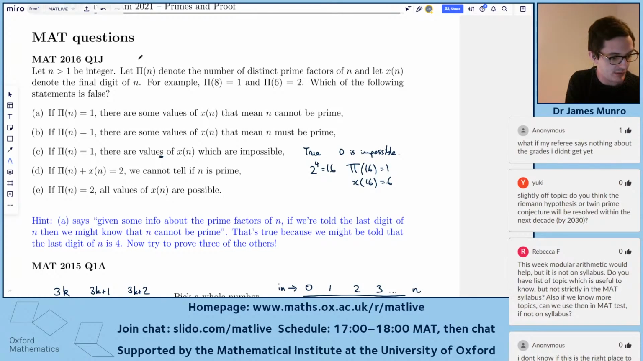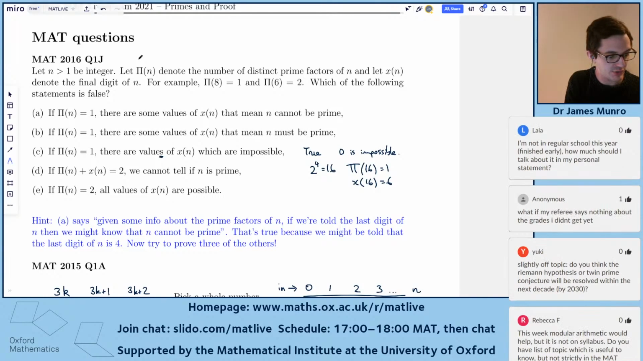I'm not in regular school. Finished early. How much should I talk about that? You will know from your education history on your UCAS form. You can talk about it if you want to, if you think it's relevant. If you're doing lots of independent study, then you could spin that and tell us that you're already doing lots of independent study, just like university. So you could mention that in a positive way.